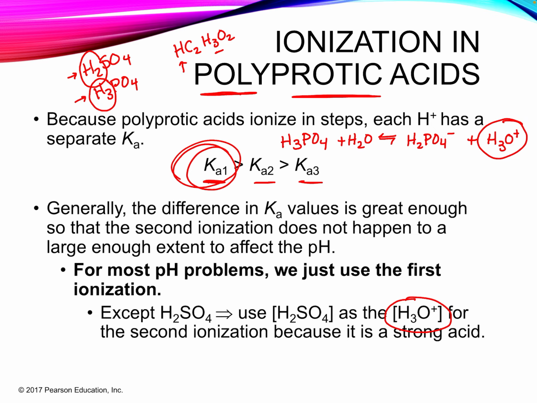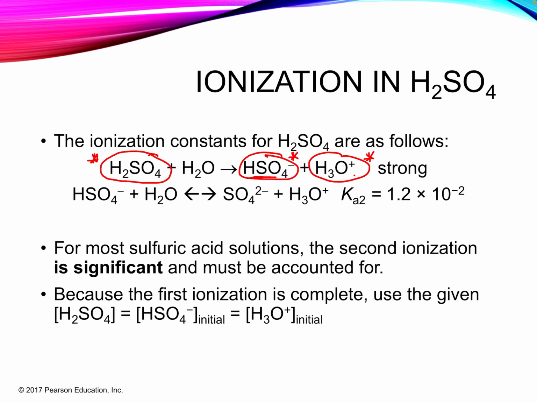All right, back to sulfuric acid. So again, sulfuric acid is a strong acid, so when it reacts with water to produce HSO4 minus and hydronium, we are going to say that all of this breaks apart into two pieces. So our initial concentration of sulfuric acid is going to be equal to our concentration of H3O plus and of this bisulfate.